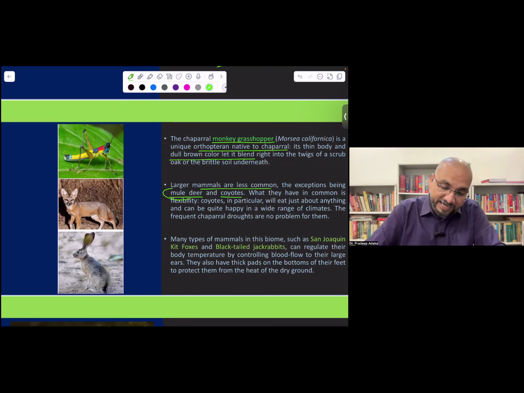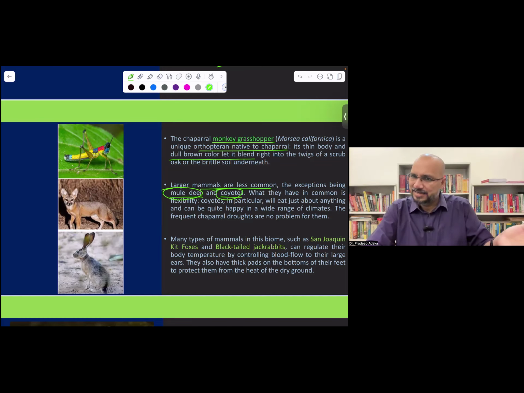And these can adapt in this type of biome because of their flexibility. They can eat any type of vegetation. They are not particular that they will eat only one vegetation. They will eat diverse kinds of leaves, these mule deer. And coyotes don't eat only rabbit. They can eat rats. They can eat other lizards.